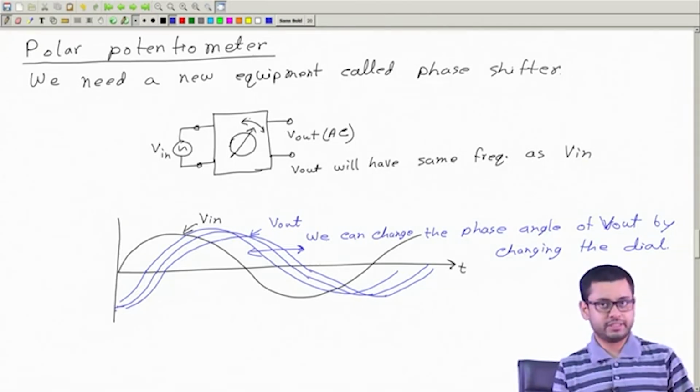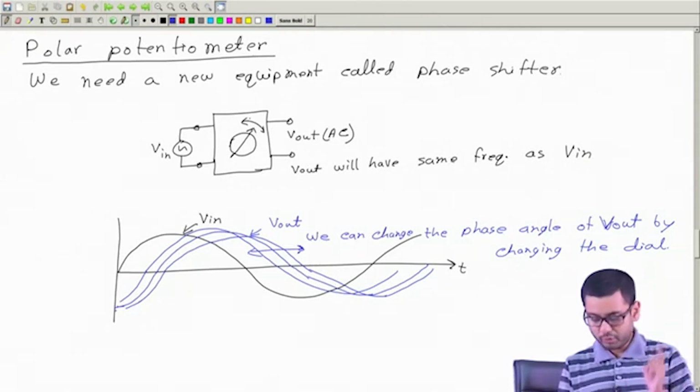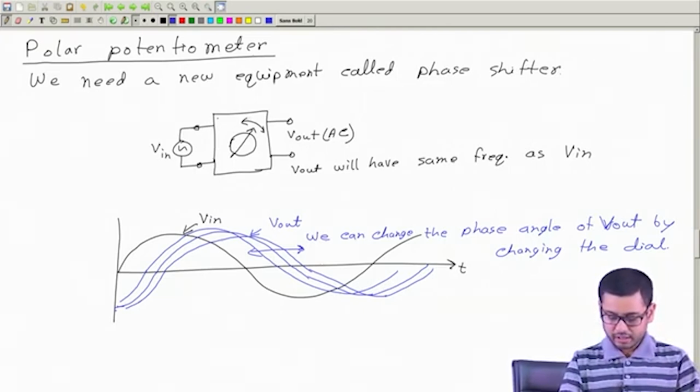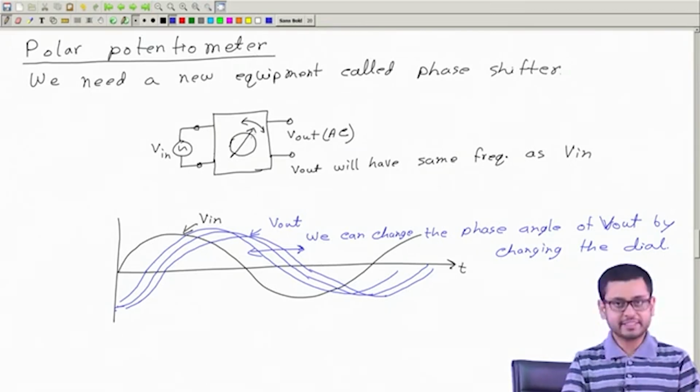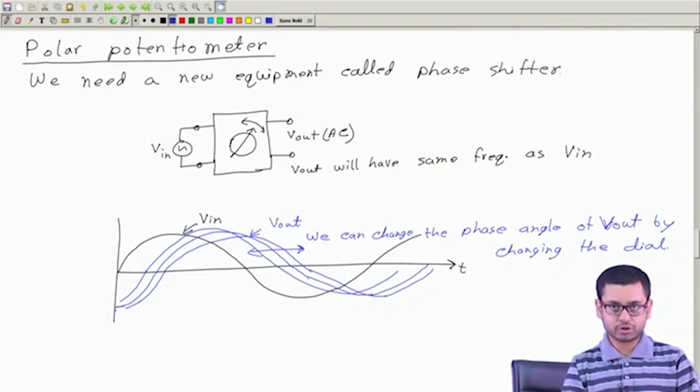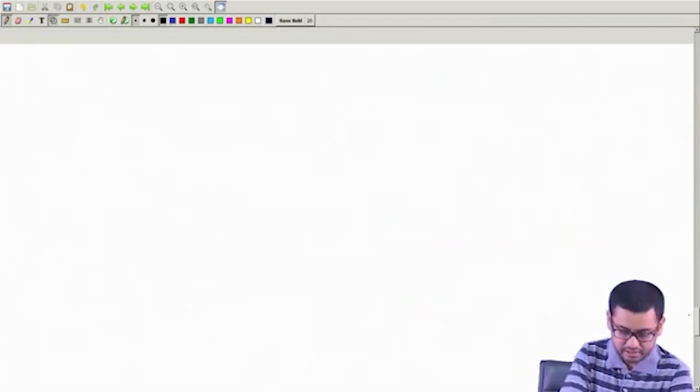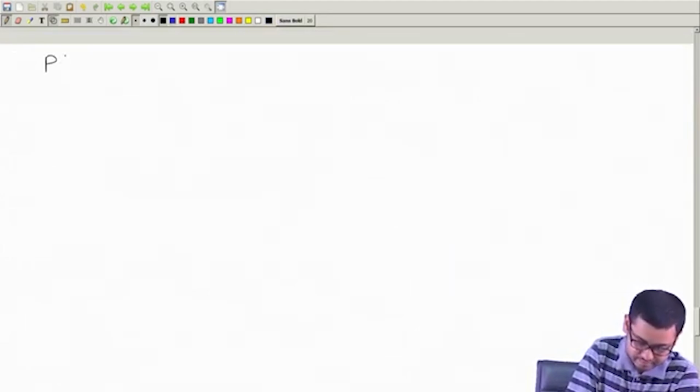Now, there are two things that we have to learn. Number one, how a phase shifter is made, or what is inside the phase shifter, and secondly, how to use this phase shifter to measure an unknown AC source using a potentiometer. So, let us now understand a phase shifter.